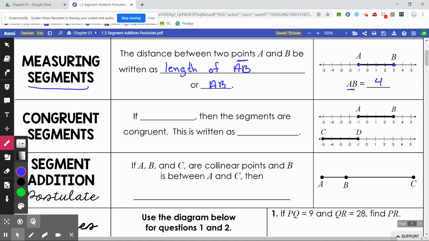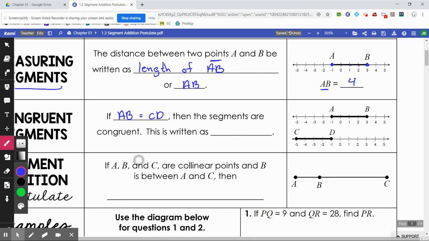Okay, next up, let's talk about what we mean by congruent. If two line segments, AB is equal to CD. Now, let me again point out, I didn't put the symbol above it. If I say AB, what I mean by AB is how far is it from A over to B? What do I mean by CD? How far is it from C to D? I'm talking about the length of those segments. If AB is equal to CD, then the segments are congruent.